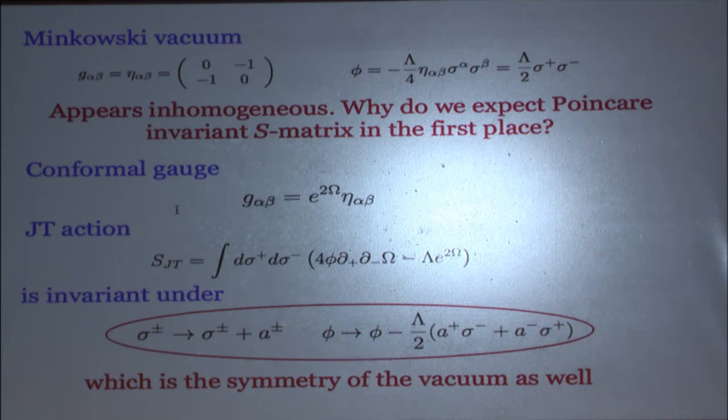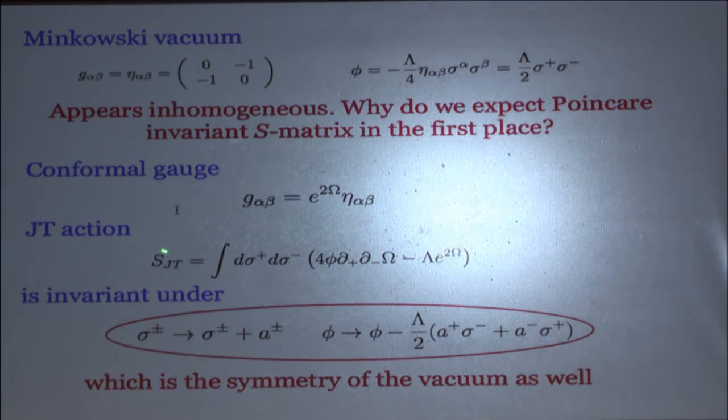Now, it doesn't clarify much of the physics of what's going on, so how gravity survived. To understand how to work with this theory, it's attractive to take a look at the Minkowski vacuum. I said, as far as the metric goes, it's just the Minkowski metric. But the dilaton profile here is coordinate dependent. So at this stage, one may ask, why do we expect a Poincaré invariant S matrix in the first place? It doesn't look like a translational invariant configuration.